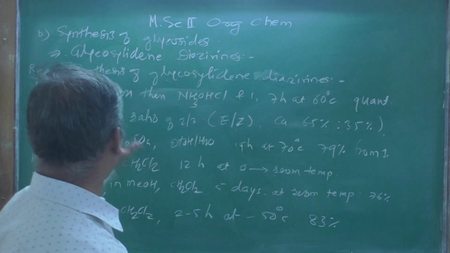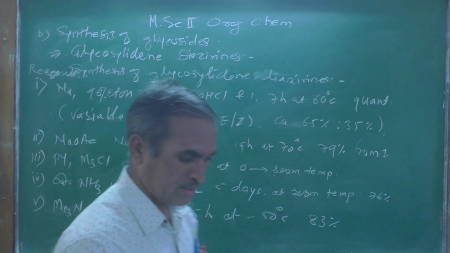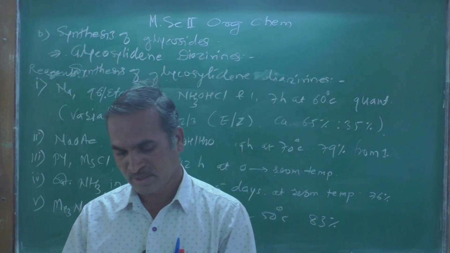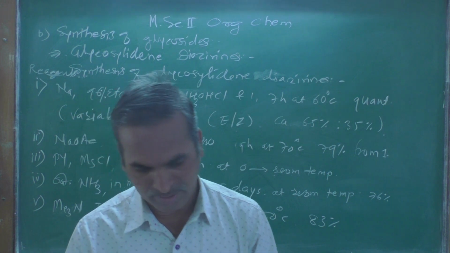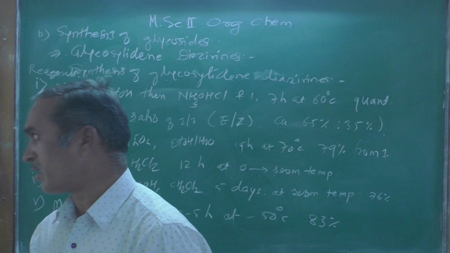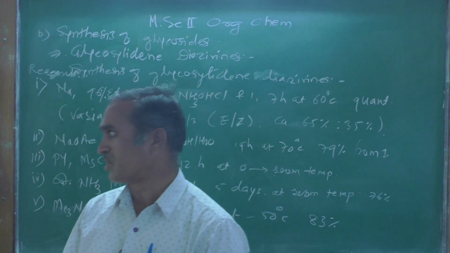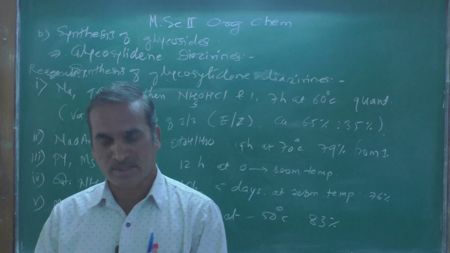These are the 5 reagents by which we get the glycosidine diazirine that we have seen here, and how we can prepare the remaining diazirine, we will see in the next lecture. With this, let us stop today here.